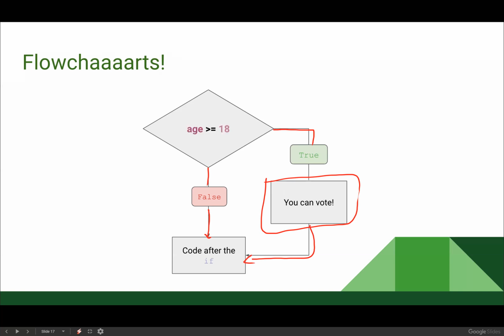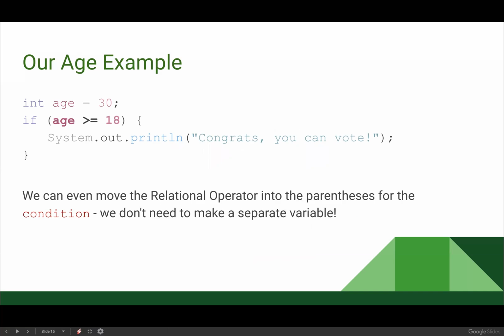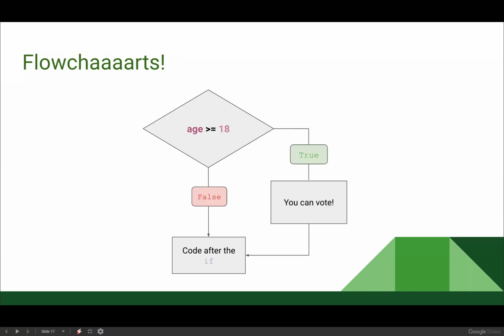So if we look at how we could represent our age greater than or equal to 18 if statement with a flowchart, here's our condition. We're checking, making sure age is greater than or equal to 18. If that's true, we'll print you can vote. And then if it was false, we're just going to do nothing. And in either scenario, we're going to continue running any code that we had after the if statement. So after the curly brace for that if. So the flowcharts make sense? Sweet.